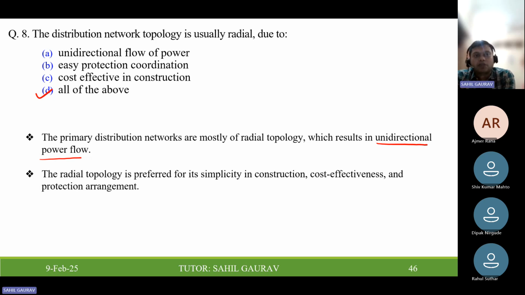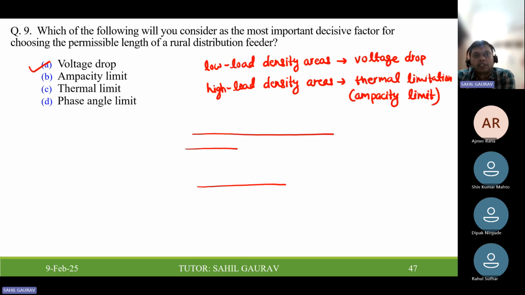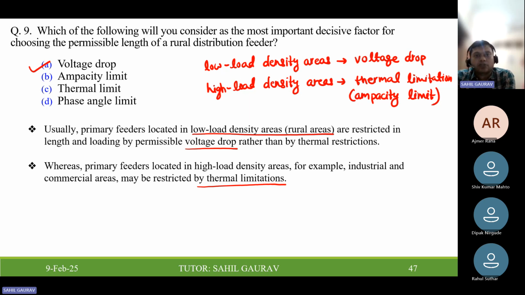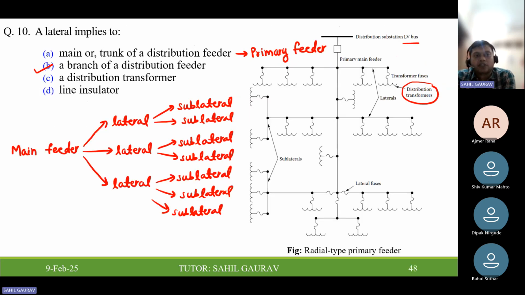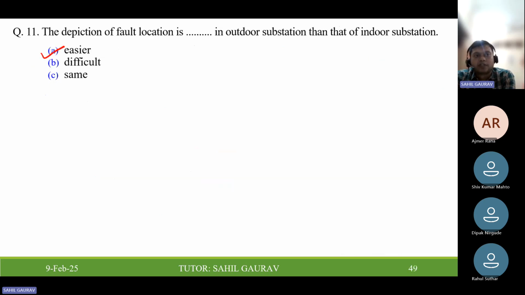Ninth problem: which of the following will be considered the most important decision factor for choosing the permissible length of a rural distribution feeder. A rural distribution feeder means a low load density area, so voltage drop will be the deciding factor, while in a high load density area, thermal limitation or capacity limit is the deciding factor. The lateral implies to, we know that a lateral is a branch of a distribution feeder. So B option is the correct answer.